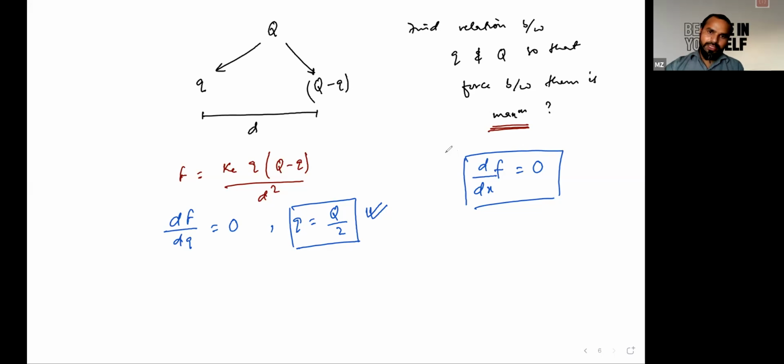So just remember this particular concept. For maxima or minima of a function, just take the differentiation and put it to 0.